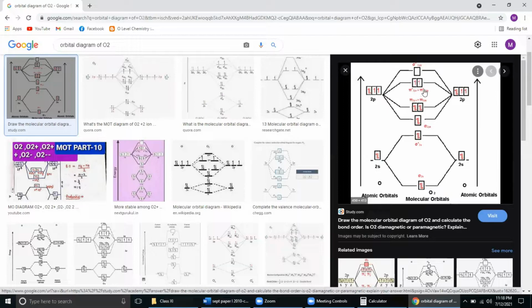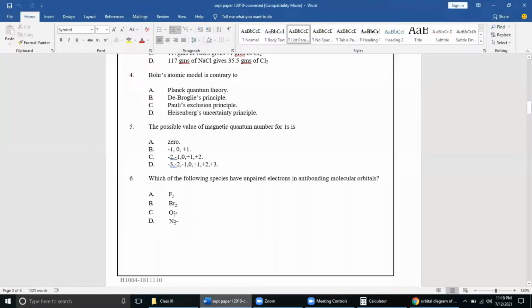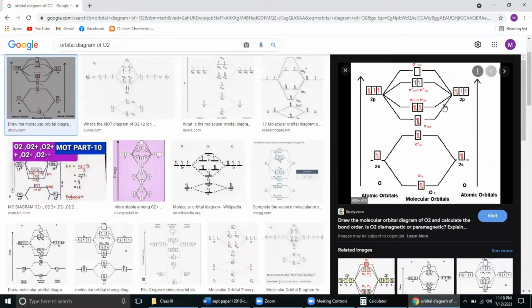Two unpaired electrons are present over here, but the molecule has plus 2 charge, which means these two unpaired electrons will be removed. Now no unpaired electron will remain in the O2 plus 2 molecule, because this is the O2 plus 2 molecule given in the option, and here we are seeing the orbital diagram of the O2 molecule. So these two electrons will be removed from this ion.